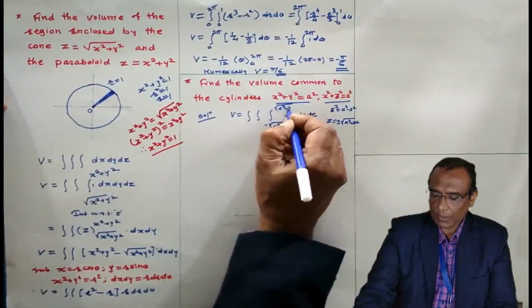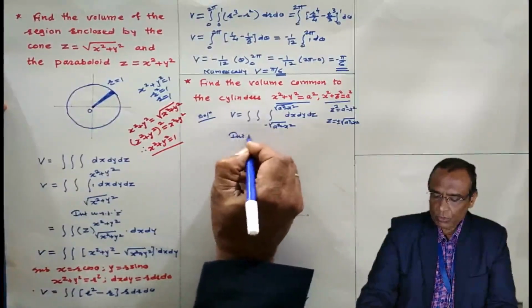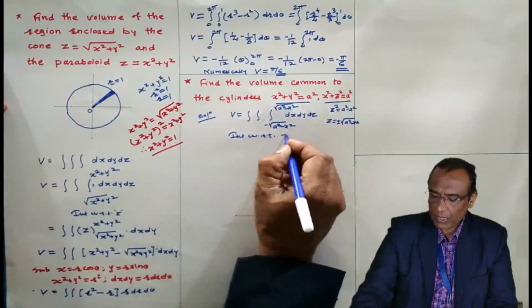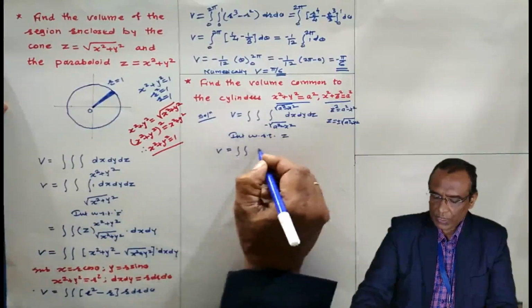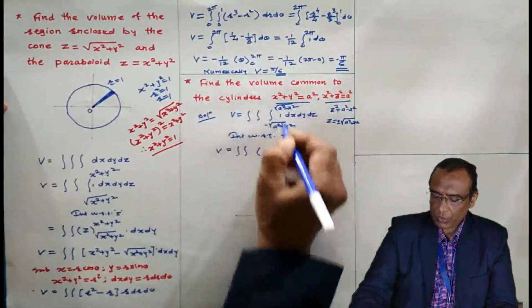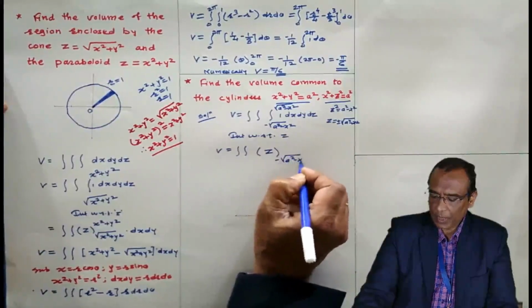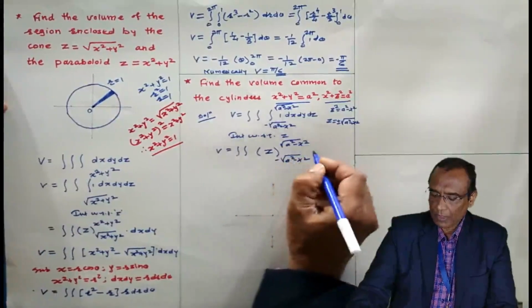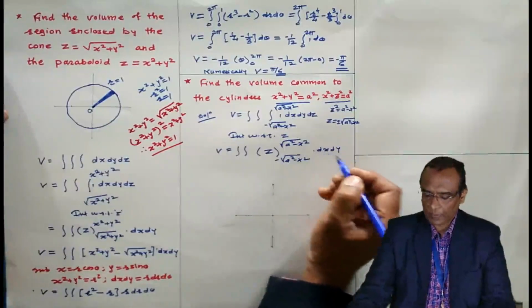And what I am going to do, I am integrating with respect to z, removing the z component from here, keeping x and y constant. So what will be the integration? The integration of 1 with respect to z is z, lower limit is minus root of a square minus x square, upper limit is plus root of a square minus x square. And dx dy will be there because we have integrated with respect to z.